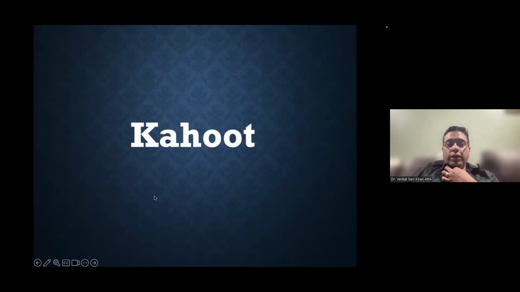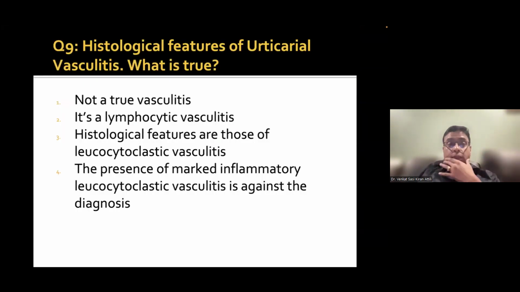Okay. All right. This brings us on to the next question in Kahoot. Histological features of urticarial vasculitis. Now, you need to know what urticarial vasculitis is. If you don't, you'll know that after this question. I'm not going to tell you that, but being dermatology and pathology PGs, you should know what urticarial vasculitis is. Now, what is true of urticarial vasculitis? A, it is not a true vasculitis. B, it is a lymphocytic vasculitis. C, the histological features are those of leukocytoclastic vasculitis. Or number 4, the presence of marked inflammatory leukocytoclastic vasculitis is against a diagnosis of urticarial vasculitis.